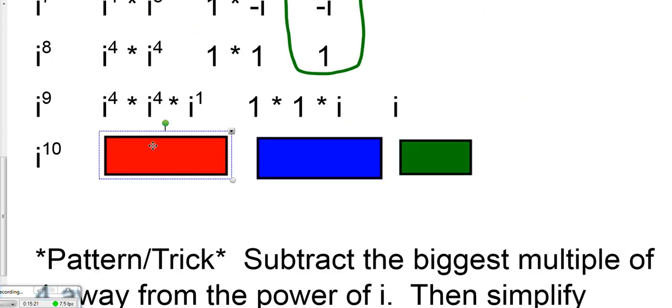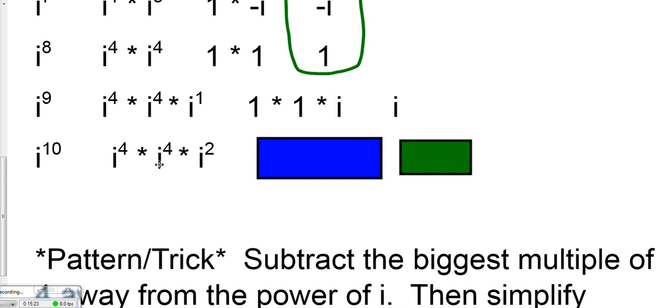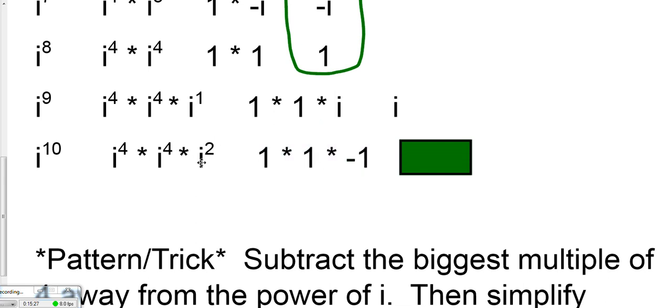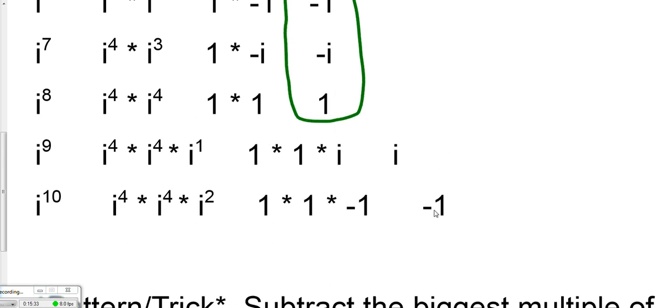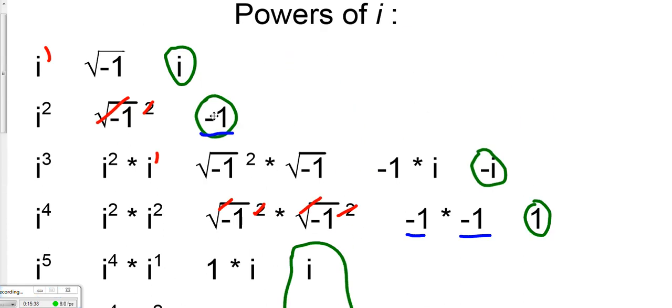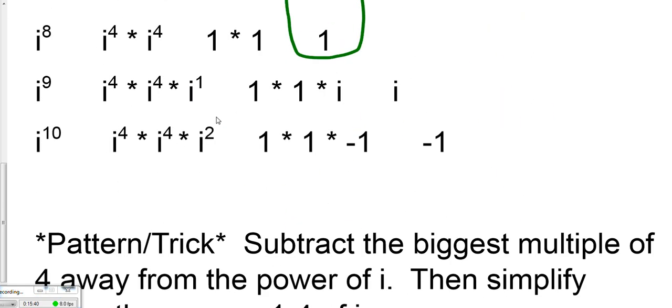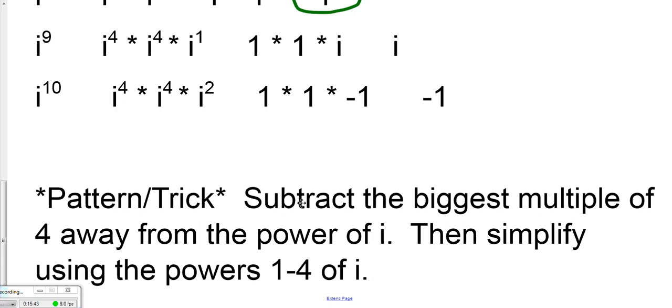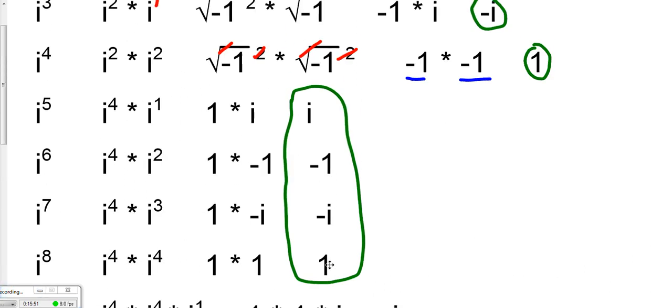Same thing, i to the 10 is i to the 4, i to the 4, i to the 2. Those i to the 4's are both 1. This i squared is negative 1, so it must be negative 1. Notice, i, then negative 1, i, then negative 1, i, then negative 1. So the trick for these, or the pattern, is that you're always subtracting the biggest multiple of 4 away from the power of i. Then you just simplify using the powers 1 through 4 of i.